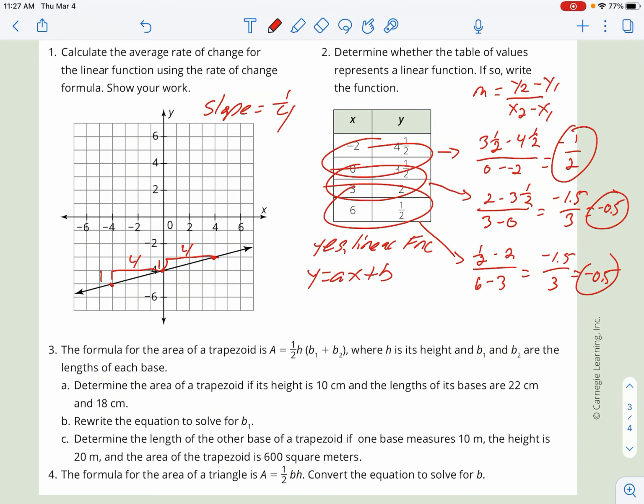Now, after that, we want to write the actual equation. We found the slope to be -1/2. Great. Now, the y-intercept is also right here in the table given to us. Remember, the y-intercept occurs when x is 0. So that was nice that they gave that to us. So finishing off.